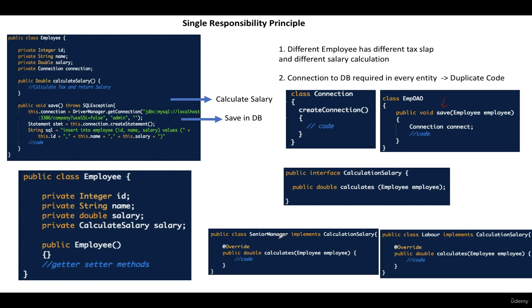So the benefit of this design is any number of designations can be added in the organization, and we don't need to change the employee code all the time. So what we do, we simply create an interface, instantiate that, and call the corresponding calculate method. So we have calculate salary, which is an interface. We create the instance of it, and according to the requirement, we call the corresponding calculate method. So now every class has single responsibility.